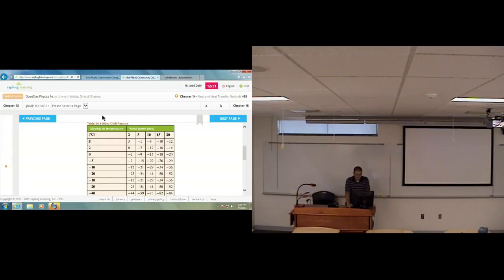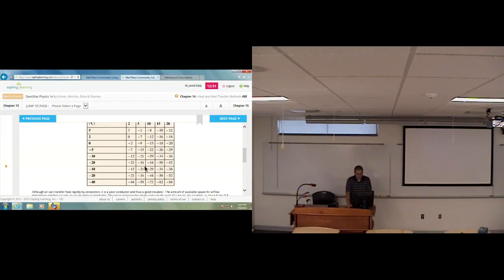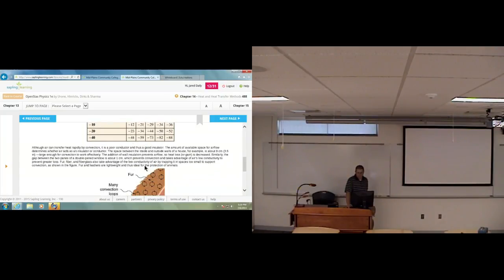So here, for the moving air, if you have different wind speeds, you have different temperatures. But what they don't have in here is the humidity factor.